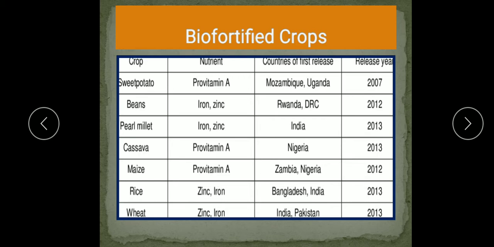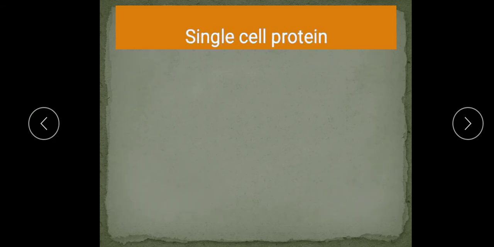Atlas 66 is a wheat variety which is rich in protein content and has been used as a donor for improving cultivated wheat. So we have developed many varieties of rice and tomatoes fortified with iron. All these are examples of biofortified crops. Now next we will study single cell protein.